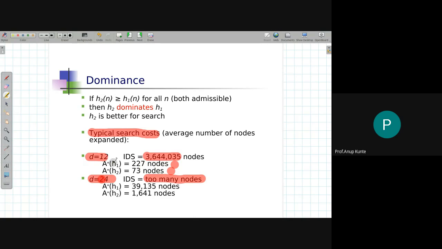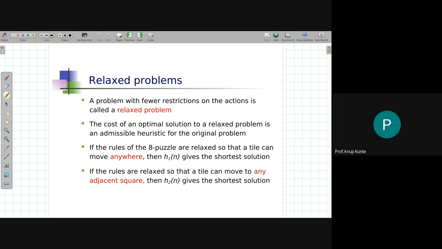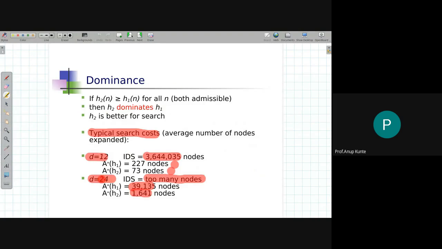Fine. So this is how we can understand. We can always obviously see that H2 always requires less number of nodes to be inspected before you get the solution. That's how you can understand or compare different heuristics. And this is how people actually arrive at better heuristic.